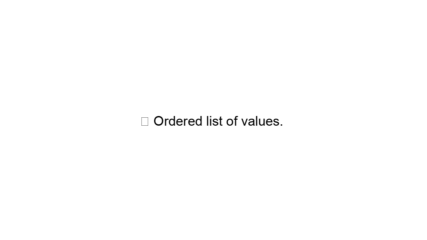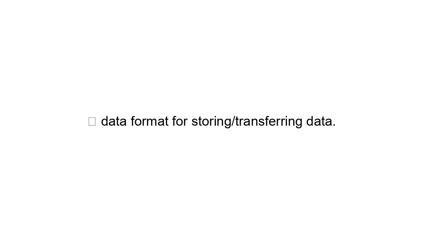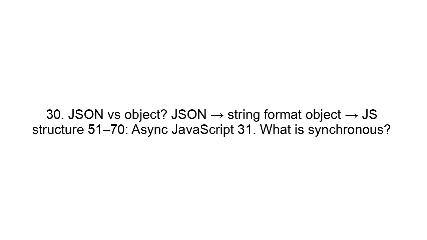25. What is array? Ordered list of values. 26. Map versus forEach. Map returns new array. forEach has no return. 27. Filter returns filtered array. 28. Reduce reduces array to single value. 29. What is JSON? Data format for storing, transferring data. 30. JSON versus object. JSON is string format. Object is JS structure.